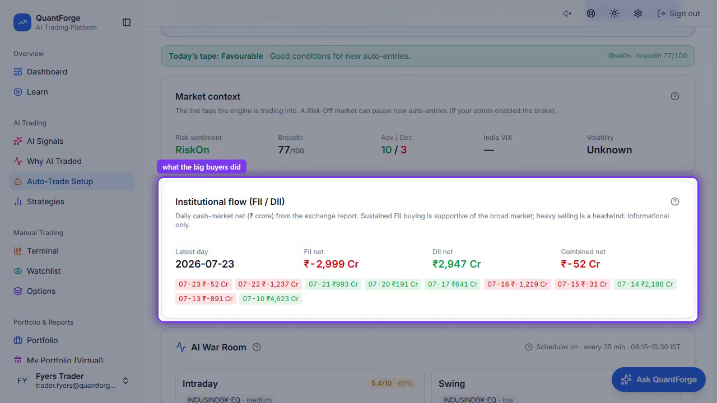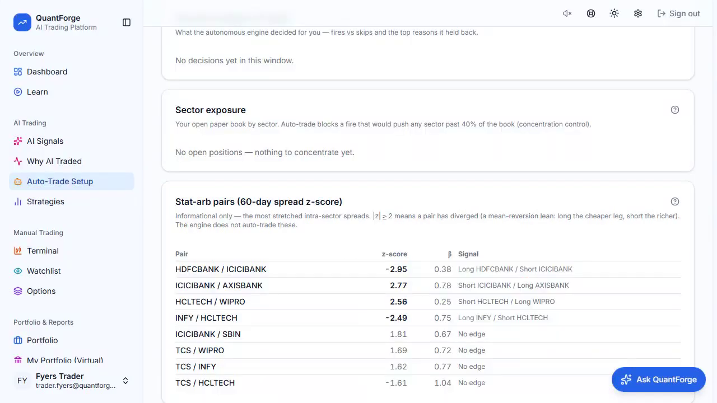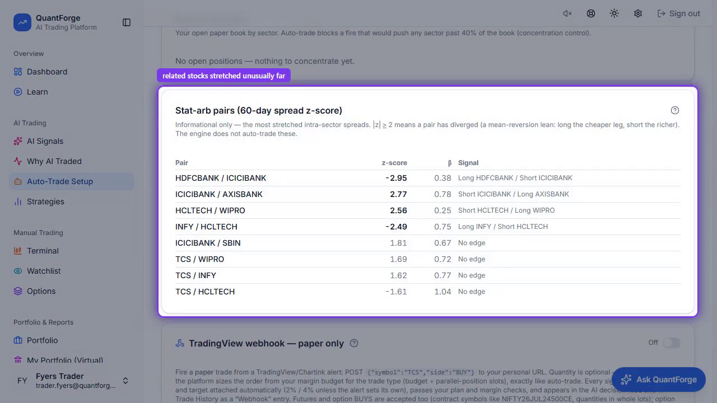Stat-arb pairs shows related stocks whose spread has stretched unusually far. Decision analytics summarizes your last 7 days, how many fired, how many were skipped, and the most common reasons.